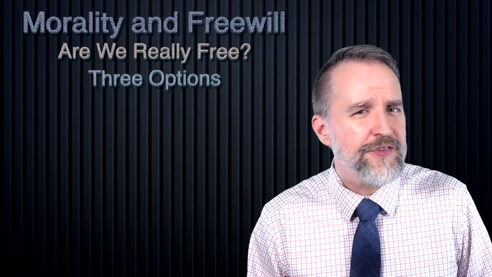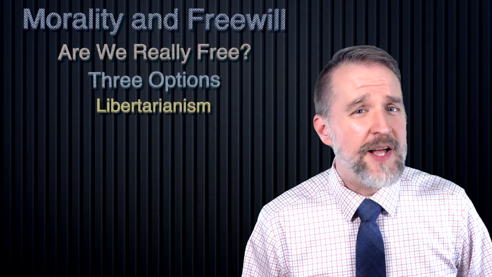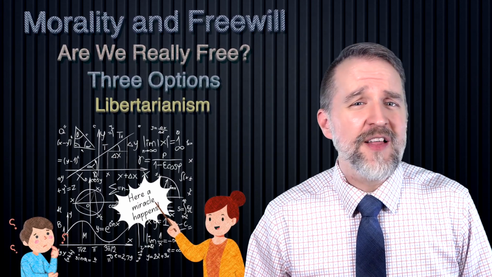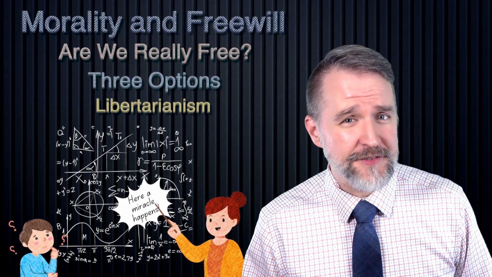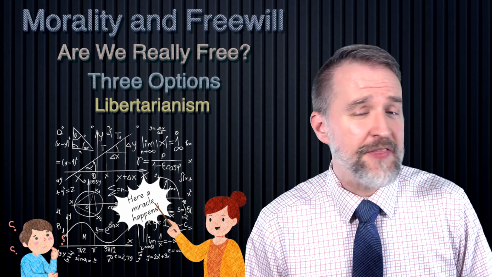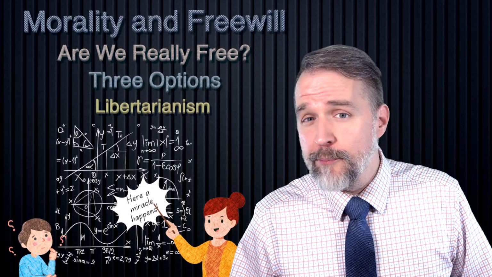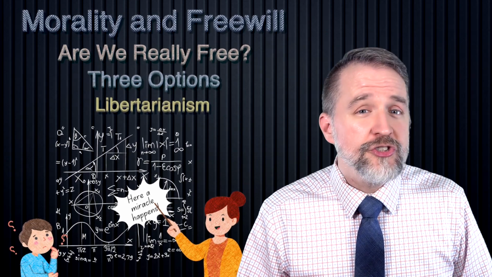Each of these three views has issues. People who affirm libertarianism have a very difficult time explaining how people make choices that aren't determined by other factors. It seems obvious that our actions and character traits are heavily influenced by things we can't control. For example, who our parents are, where and when we were born, our genetics, our culture, and so on.